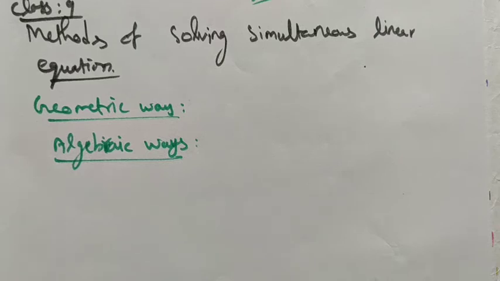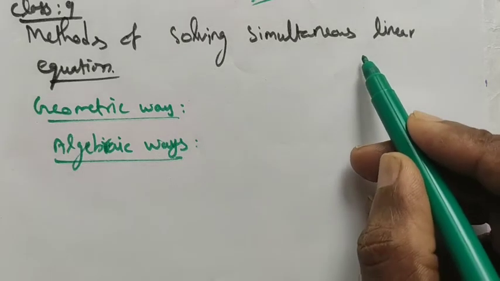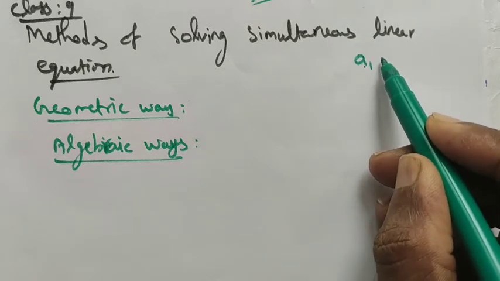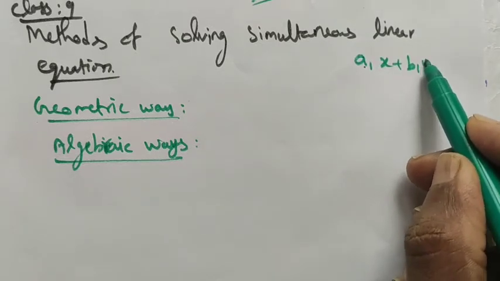Class 9 algebra. The methods of solving simultaneous linear equations. How many methods do we have to solve simultaneous linear equations? Now we know simultaneous linear equations means two or more equations with the same variables, like this.